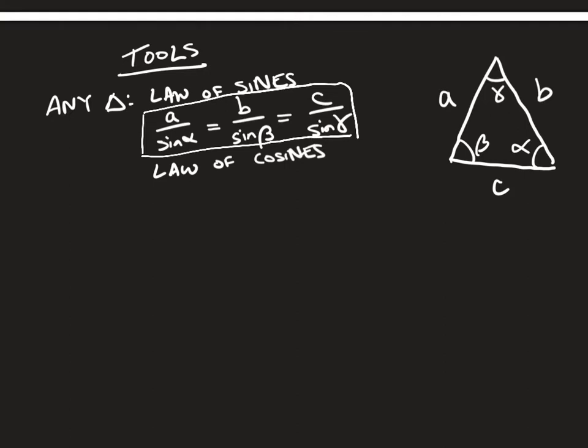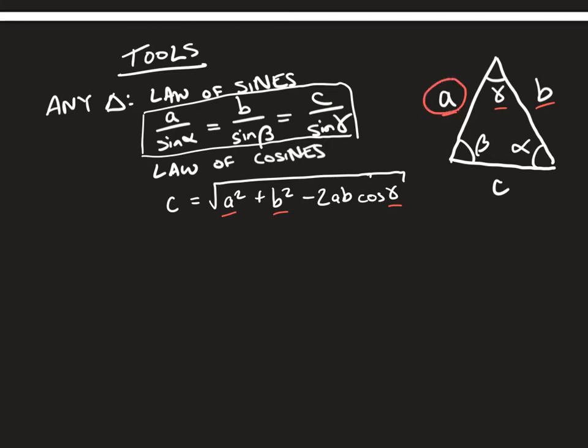The law of cosines, on the other hand, looks like this. c equals the square root of a squared plus b squared minus 2ab cosine gamma. And we'll extend that line this way. The interesting thing about this one is that it involves a, b, gamma. Notice that if we can get a side, an angle, and a side, all next to each other, then we can use this. Your goal here is to get 2 sides around a single angle, and then you can use this.